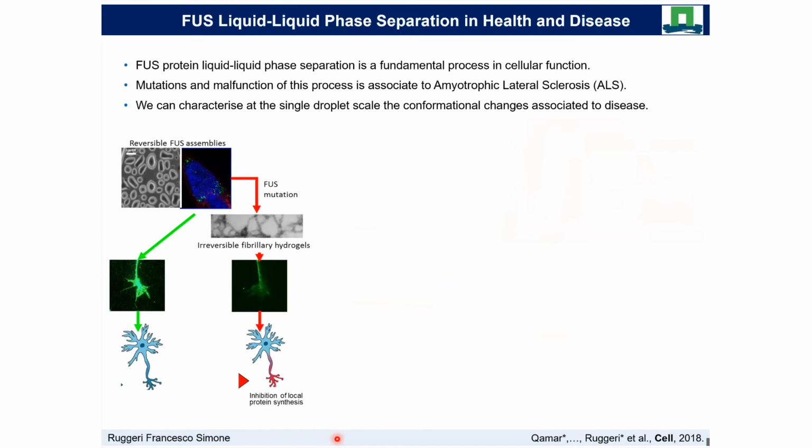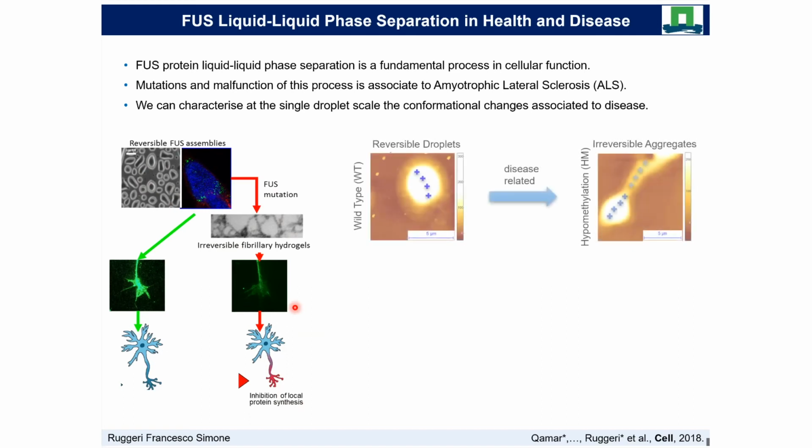Then we could do the same to study how these proteins can condensate into liquid-liquid phase separated droplets. As I said to you before, normally these protein droplets are used in cells, for instance, to transport and compartmentalize material at their interior. However, if these proteins undergo a mutation, they can undergo a similar fibrillar aggregation. So this means that from a reversible droplet, we pass to some fibrillar-like irreversible aggregates, which are associated to the onset of amyotrophic lateral sclerosis.